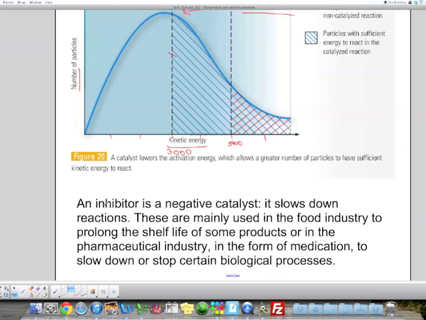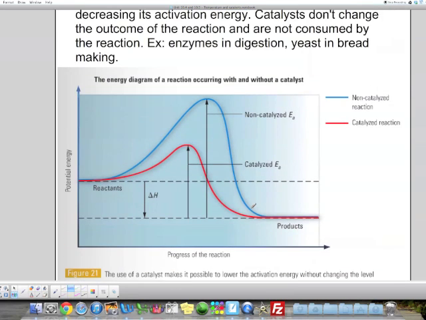Now, what's an inhibitor? It's the opposite. It's a negative catalyst. So what will it do? It will increase or raise the activation energy. So if I illustrate it here, I would have the following graph instead. So I'd have something that looks like this.